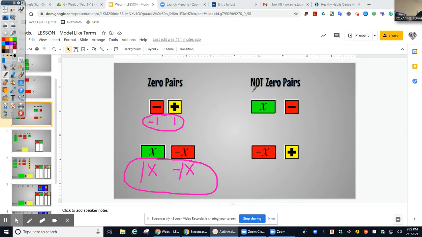Now, what's not going to create a zero pair is 1x and negative 1. Because there's not an x behind this 1, I cannot combine them together. So therefore, this is not a zero pair. Okay? Also, if I have a negative x and a positive, just regular 1, this is not going to create a zero pair. Remember, in order for it to create a zero pair, they have to be in the same family, okay? So you have to be the I'm just a number family, or you have to be in the I'm an x family.